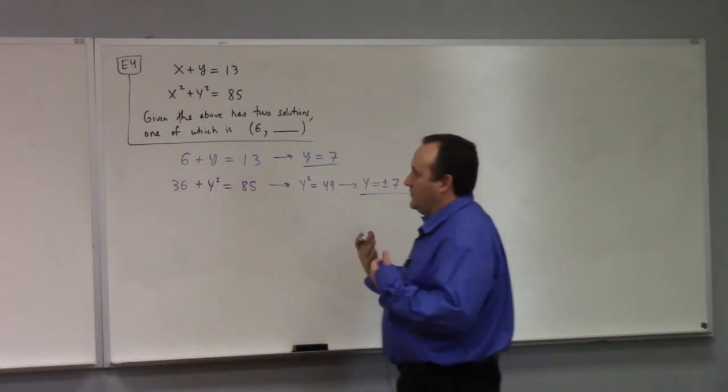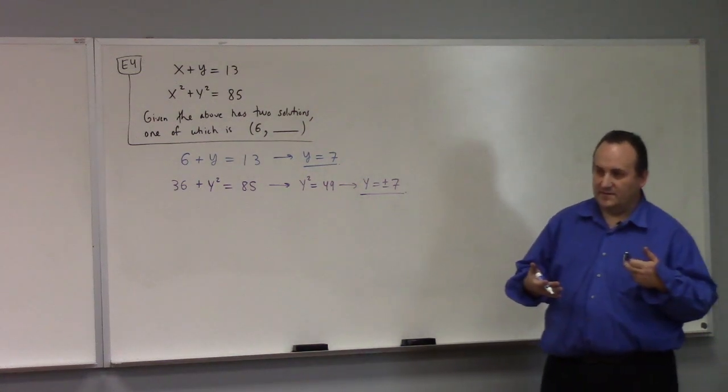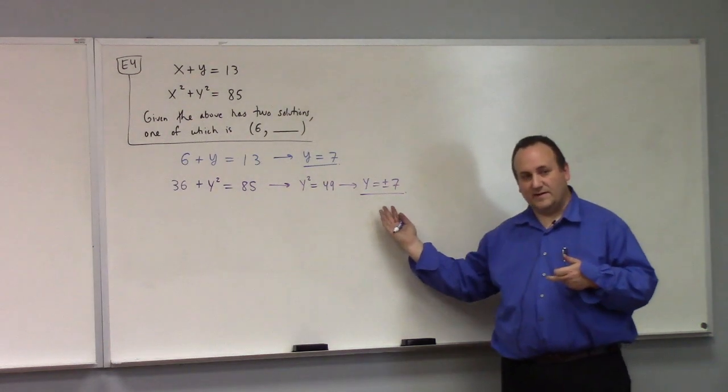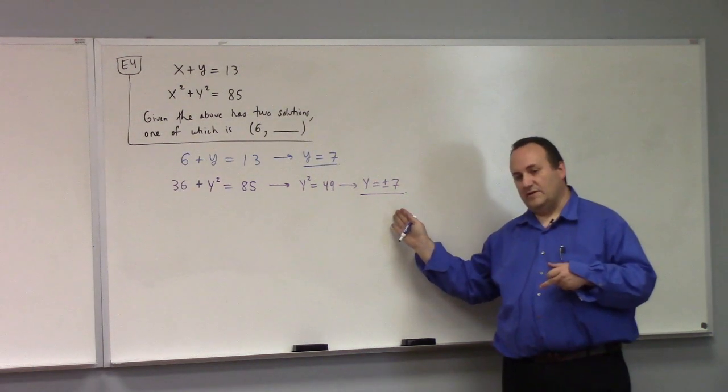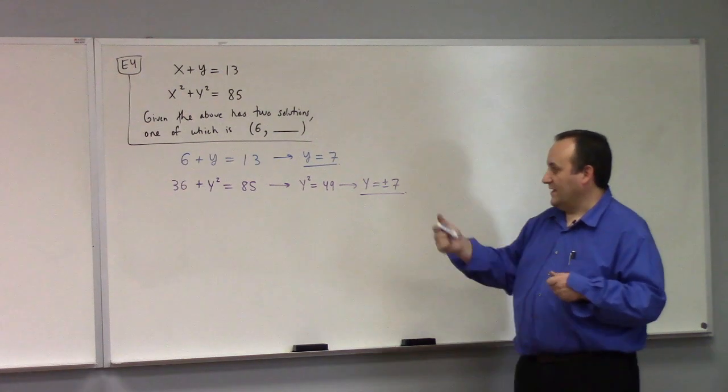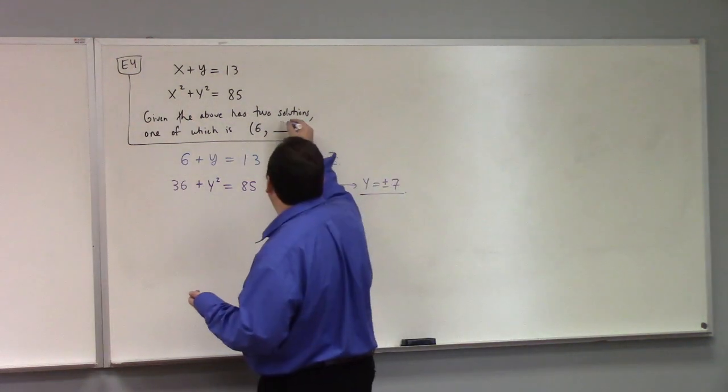Now we're looking for a simultaneous solution of both equations, right? So you have to solve both. So I would say that the minus 7 down here is extraneous because even though it solves the second equation, it doesn't solve the first. So the only y is 7.